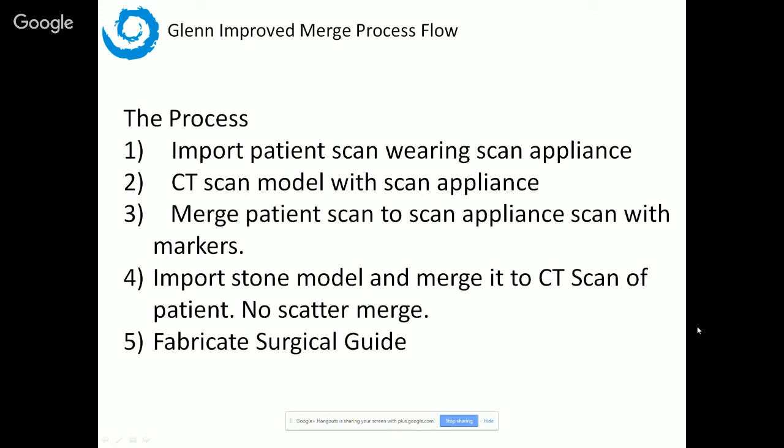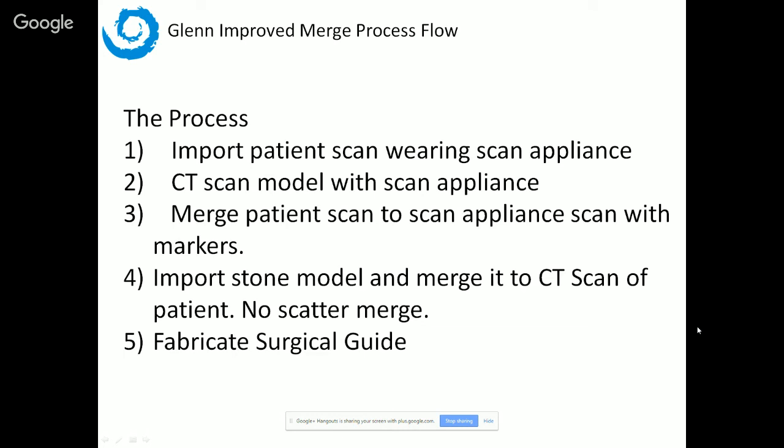However, we don't yet have the STL of the model scan in. So the next step is to import the stone model. And what we're doing here is we're importing and doing the merge of the CT scan of the model, which doesn't have scatter, to the STL scan of the model, which doesn't have scatter. So we're creating a process where we're doing the merge without any issues of scatter. The CT scan of the stone model wearing the scan appliance is the bridge.